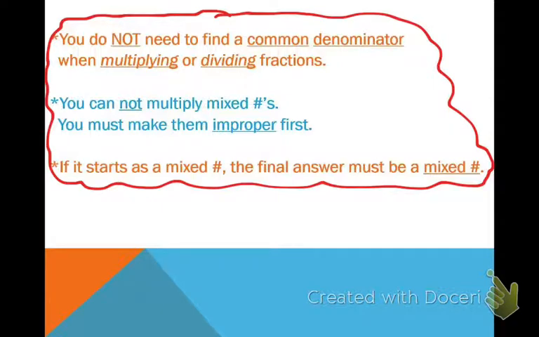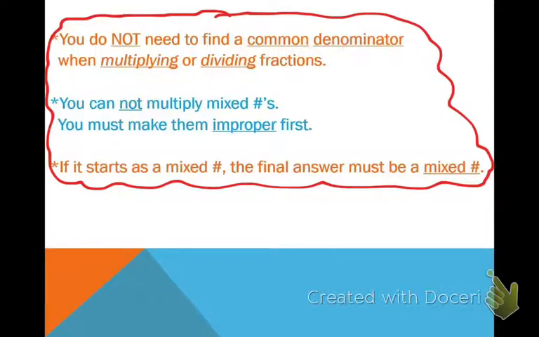Let's read what the first star tells us. You do not need to find a common denominator when multiplying or dividing fractions. All right, so that makes me really happy. When you add and subtract, you have to have a common denominator. But when we're multiplying, we don't. We just get to multiply it right across, okay?